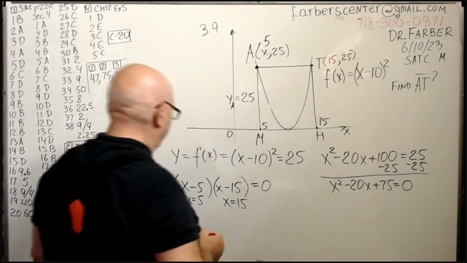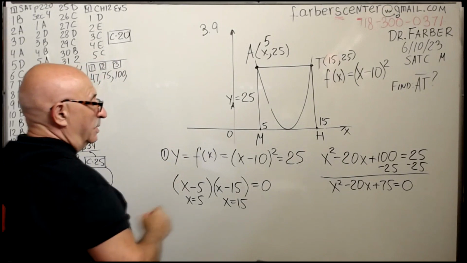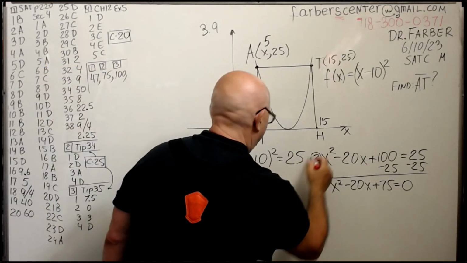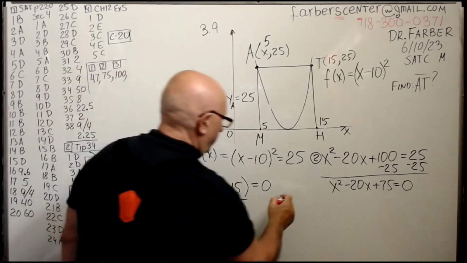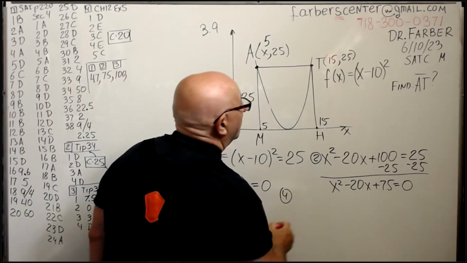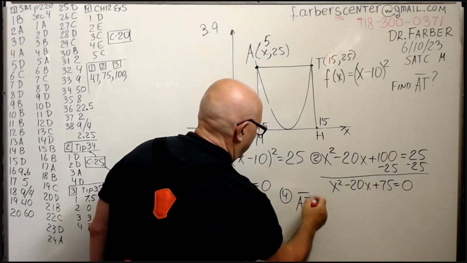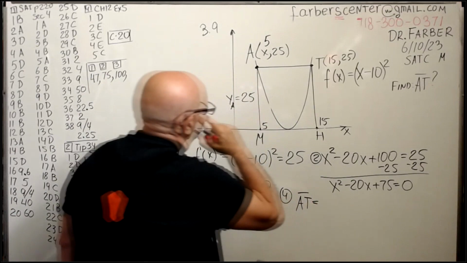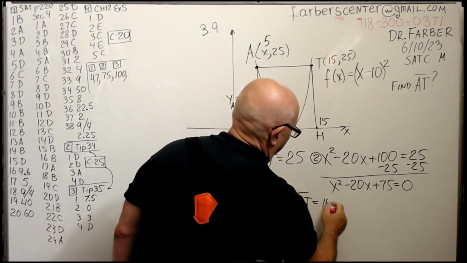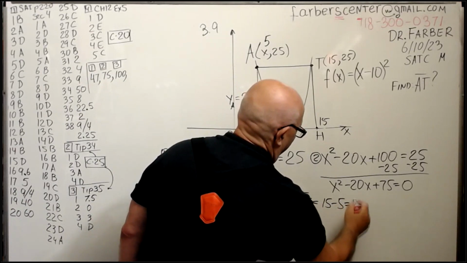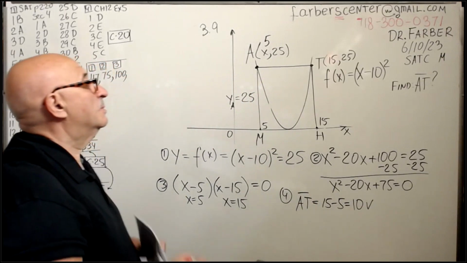The very last step. So it was step number 1. This was step number 2. This was step number 3. And the very last step, the AT segment, like we did in the previous problem, equals 15 minus 5, which equals 10 units. Okay.